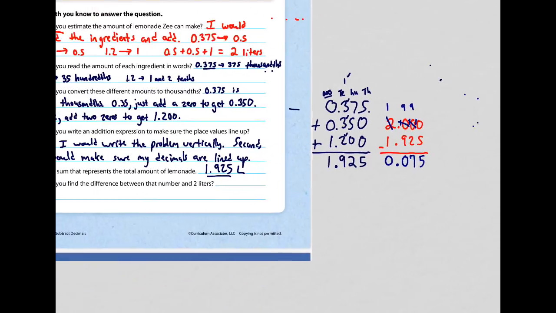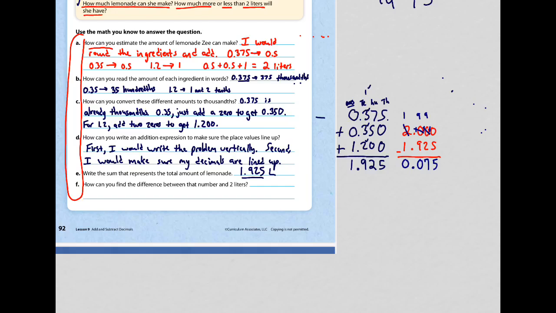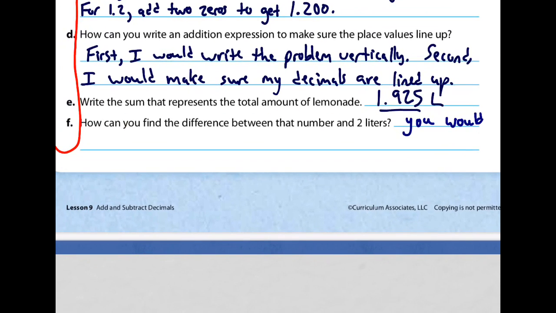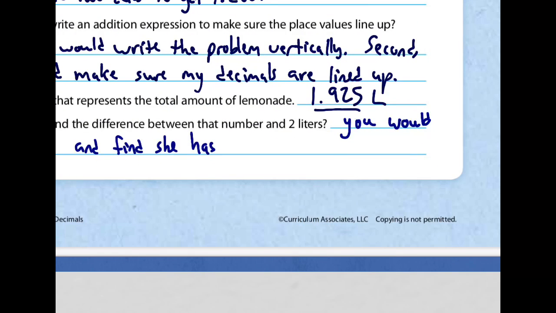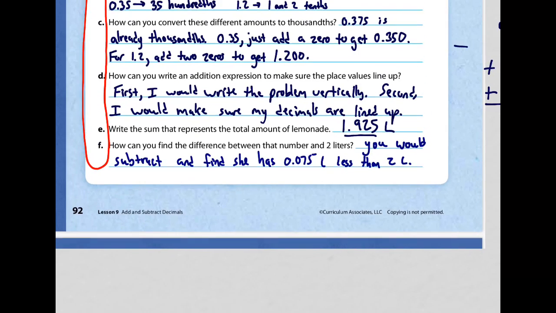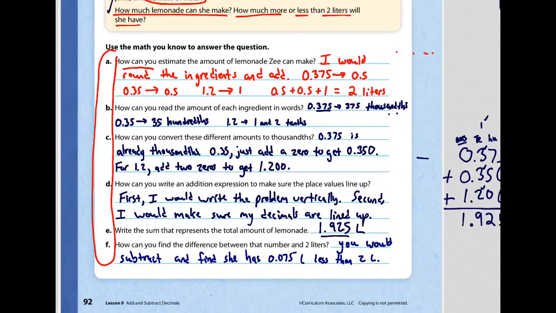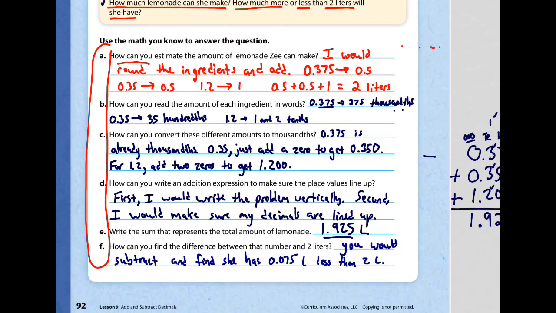So our answer, how can you find the difference between that number and 2 liters? Well, you would subtract and find she has, what was it, 0.075? She has 0.075 liters less than 2 liters. She's a little bit less. All right, but it's pretty close. All right, now, anything on this page that you need to fix, you can pause before we move on to the next page.